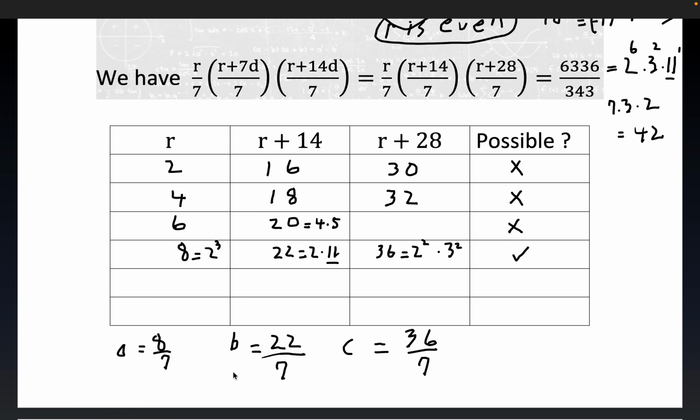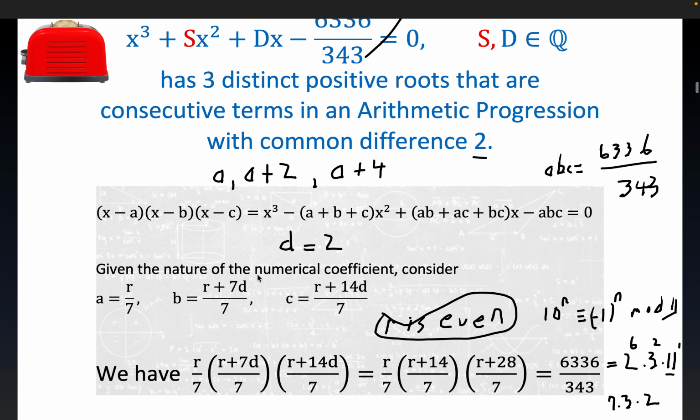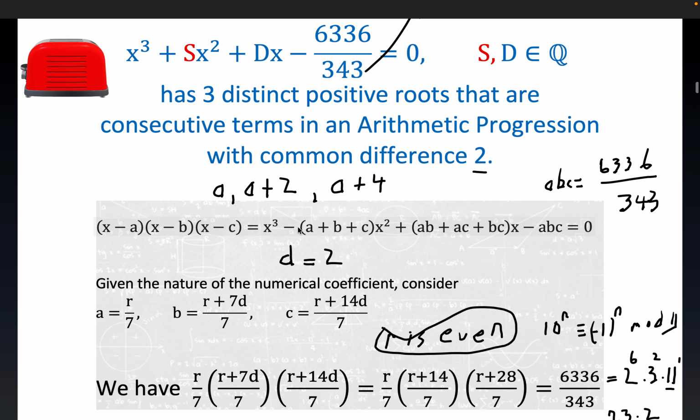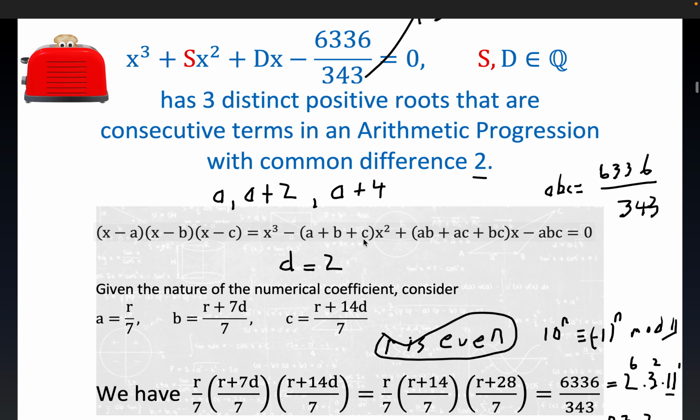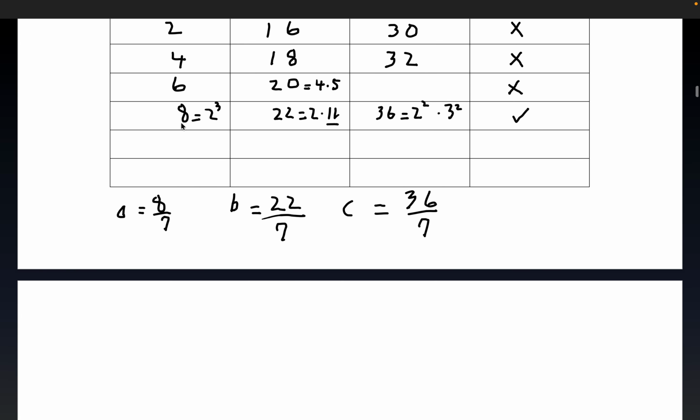Okay, we know what A, B, and C are, and we also know that minus A plus B plus C appears right here as, see, we're trying to find S, right? So this is the same thing as S right here, x squared. So minus A plus B plus C is right here. So that's what our S will be. So in other words, let's see if I can remember these: 8 over 7, 8, 22, and 36.